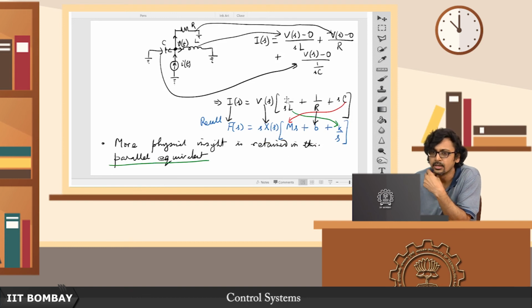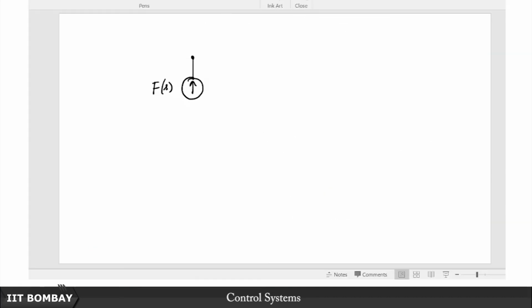So wherever we have 1 by s like terms, we should replace them by inductors. Wherever we have constant terms, we should replace them by resistances of suitable value. Wherever we have terms whose coefficients are s, we should replace them by capacitors. So now, keeping that in mind, what we can then write is the following.